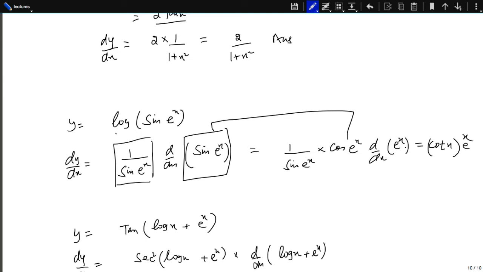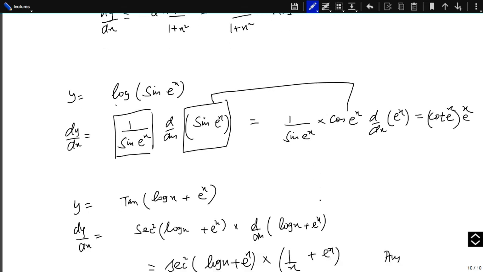Now, derivative of e raised to x we learnt earlier is e raised to x. So the answer is cos e raised to x upon sine e raised to x, that is cot e raised to x into e raised to x.